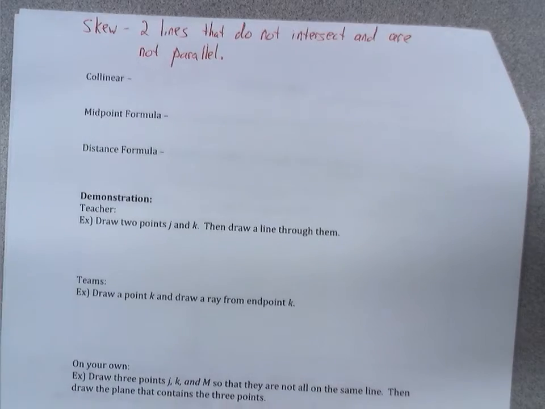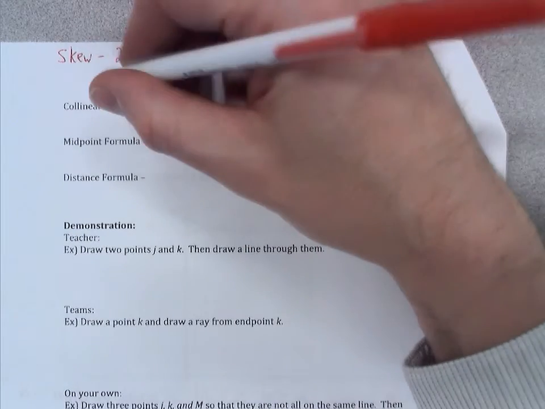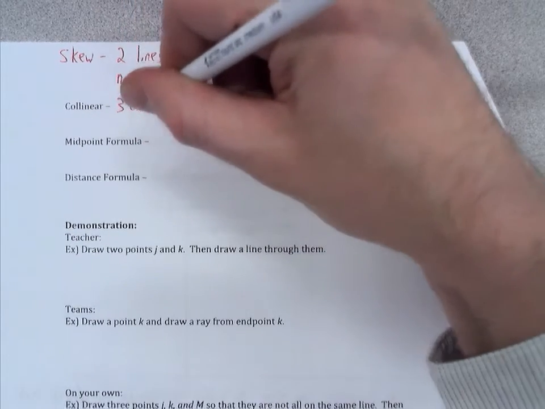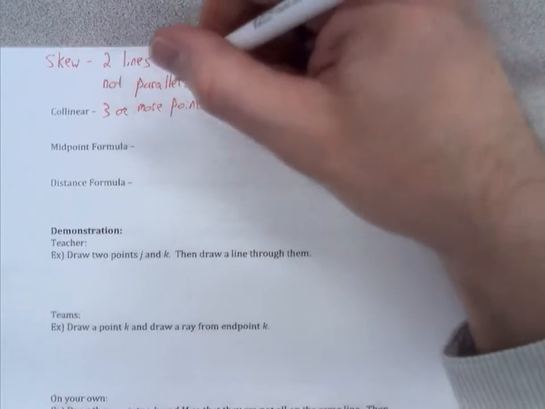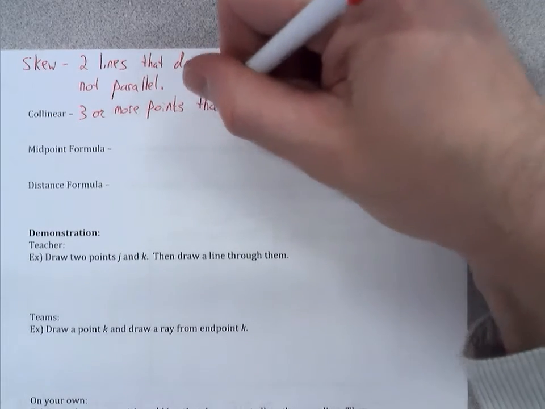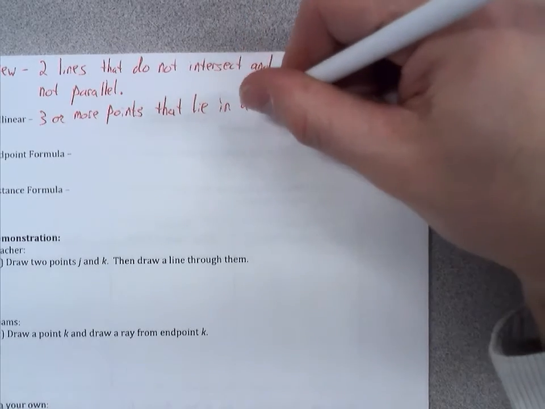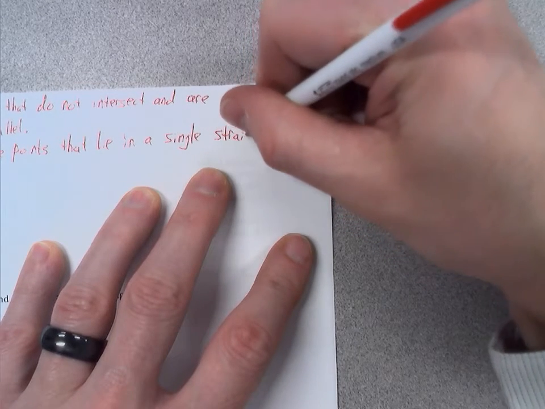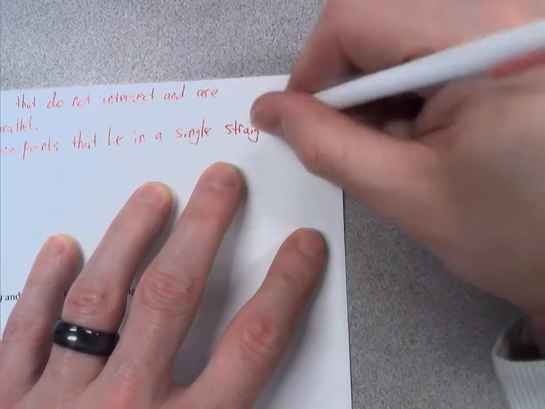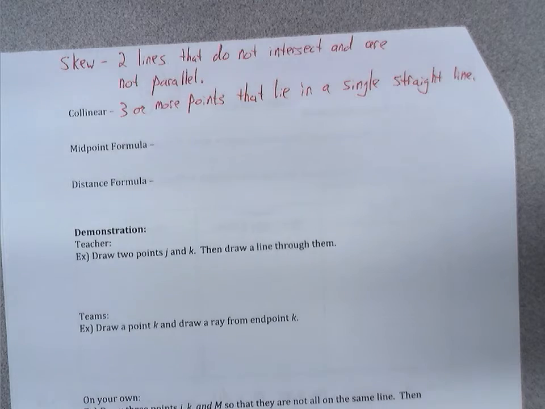Okay, so let's move on to collinear. So collinear is when we have three or more points that lie in a single straight line. Okay, so there's our definition for collinear. Three or more points lie in a single straight line.